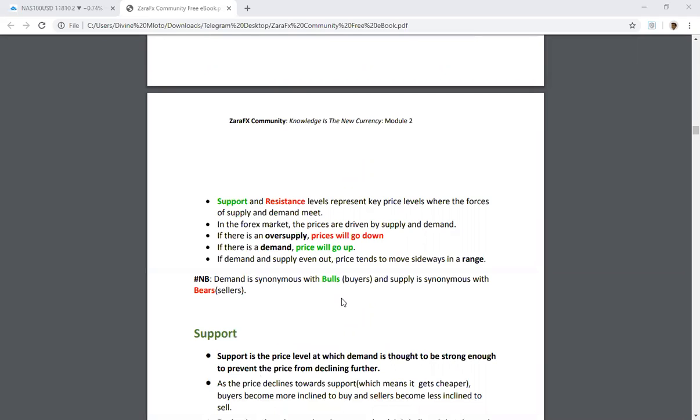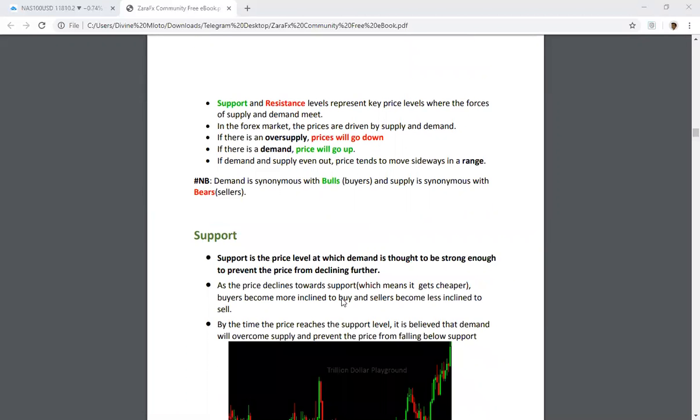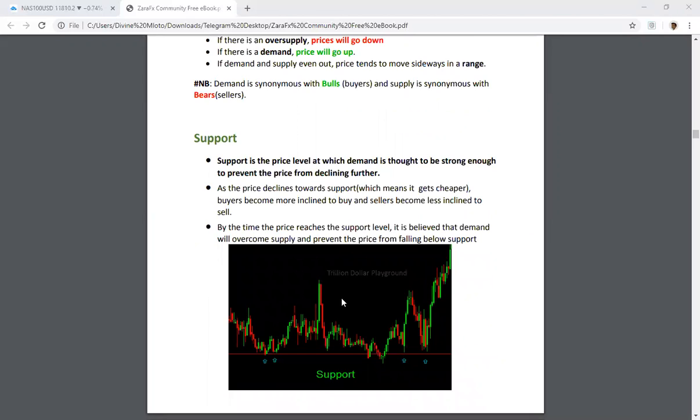If there's an oversupply, price will go down. If there's a demand, price will go up, right? If demand and supply even out, price tends to move sideways in a range. Demand is synonymous with bulls, and supply is synonymous with sellers, bears. So support is the price at which demand is thought to be strong enough to prevent the price from declining further. Meaning support is basically where there are enough buyers at that point that price doesn't go lower, and price starts going up.